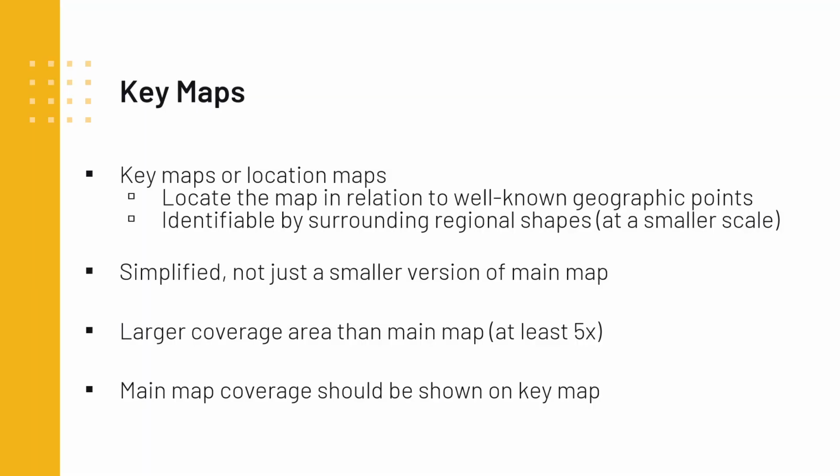So next we're going to talk about key maps. Key maps, otherwise known as location maps, help locate your main map in relation to a well-known geographic area or point. It's going to help you identify the surrounding regional shapes, but at a much smaller scale. It's important to realize this is a simplified map, not just a smaller version of the main map. And the area that's covered in a key map should be at least 5 times the size that's in the main map to give you a larger sense. And the main map coverage should always be shown on the key map.